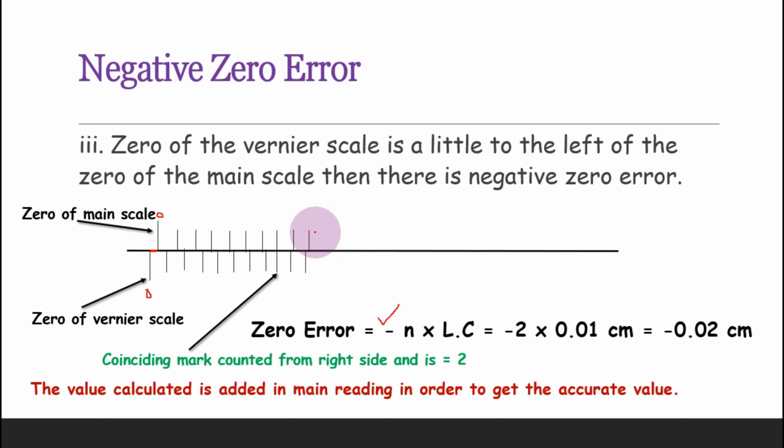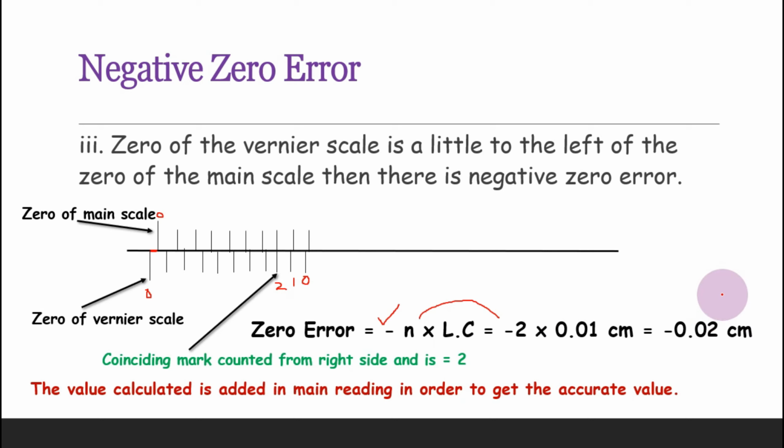And again the same method we apply to measure the negative zero error, but this time we measure the mark from this end. So if you see, this one is not coinciding. 1, 2, 3, 4, 5, 6, 7, 8 is coinciding, but we are not going to call it 8. We measure from this side. It is 0, it is 1 and it is 2. So we write 2 for n, and the least count is 0.01, so the error is 0.02 in this case, which is negative zero error.